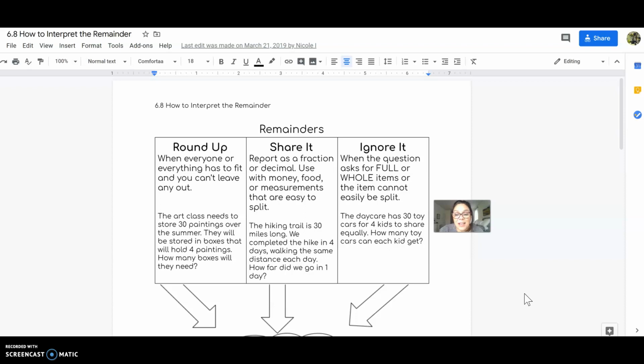So, we've been learning there are 3 different things you can do with a remainder. You can round up, when everyone or everything has to fit and you can't leave anything out. You can share it, report it as a fraction or a decimal. We do this when we're working with money or food or measurements, anything that's easy to split up into equal parts. Sometimes we need to ignore the remainder, when a question asks for full or whole items, and those items cannot be easily split. So let's look at some examples.